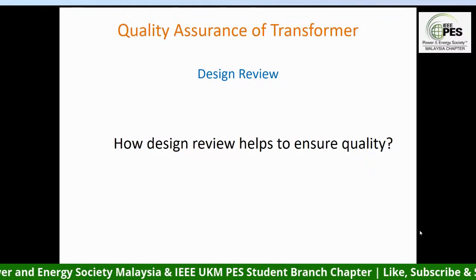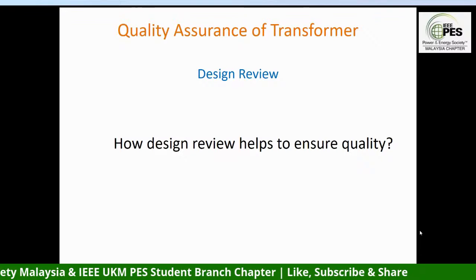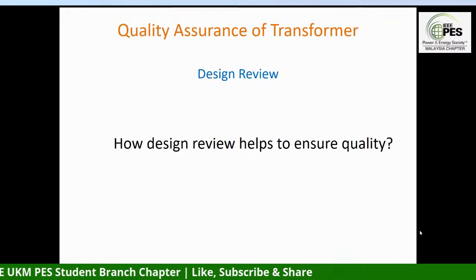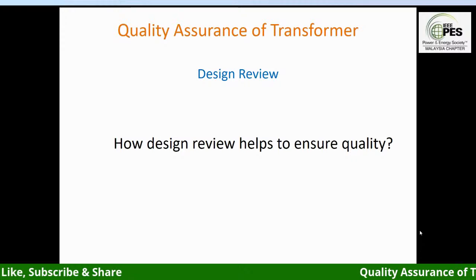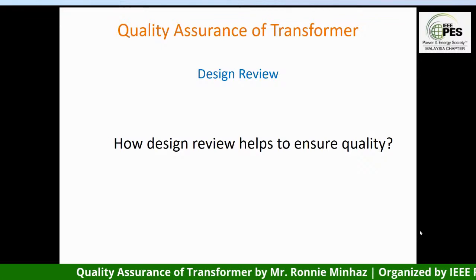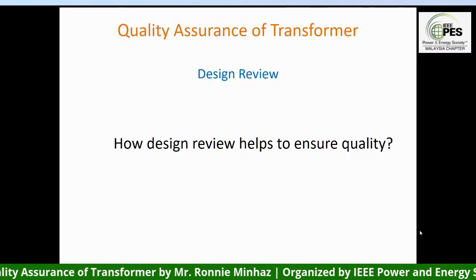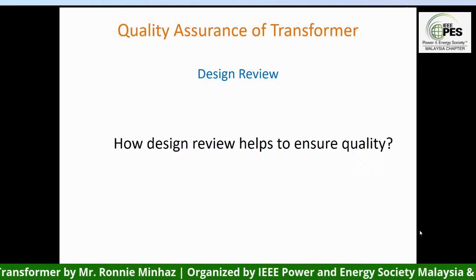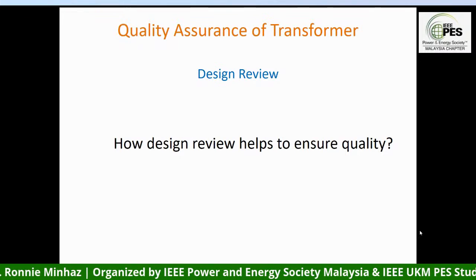Let's say, for example, what does the design review mean? You have someone helping you. You force the manufacturer, when the manufacturer finishes the electrical and mechanical design, to provide you the design, and you tell the manufacturer, don't buy any copper, any steel, or any other material for this transformer until I approve your design.